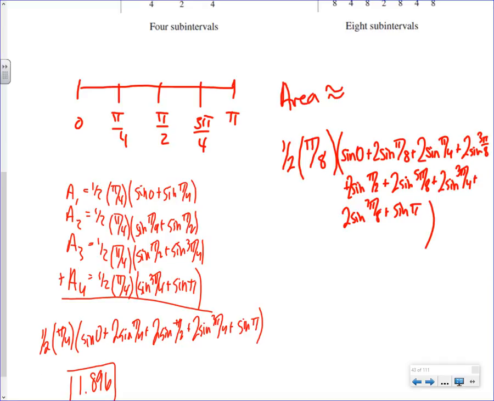So once again, when is this useful? When the bases are equal. And when the bases are unequal, all bets are off. You go back to the good old geometry of 1/2 base times height 1 plus height 2. Done.